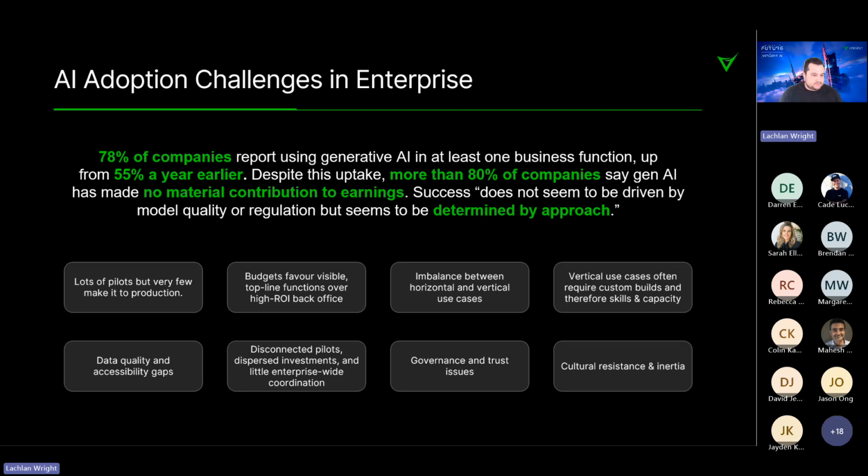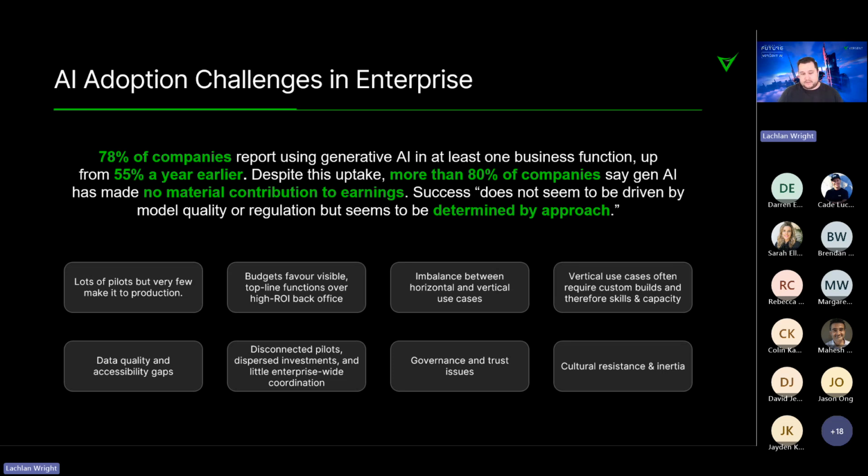So 78% of companies report using Gen AI in at least one business function, and that's up from 55% only 12 months ago. So the adoption is certainly increasing. But despite that, more than 80% of companies say that Gen AI has made no material contribution to earnings. And so the numbers that your exec team and your board are looking at, they're not seeing it connect and flow through to the things that matter to them.